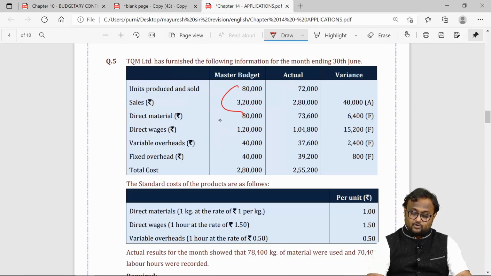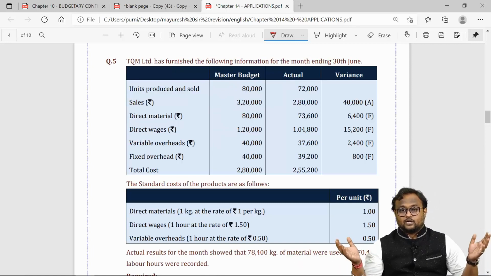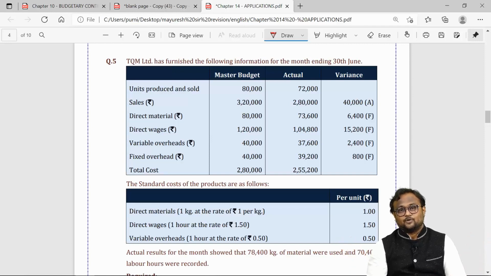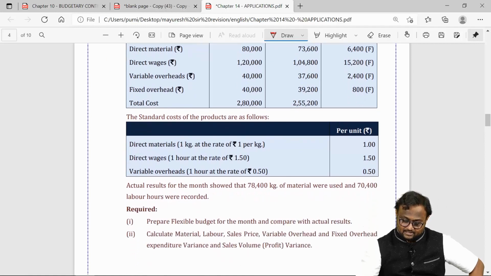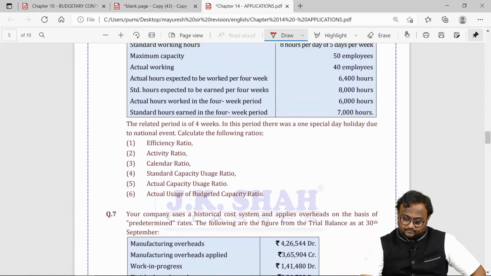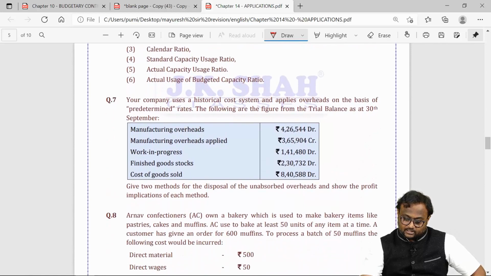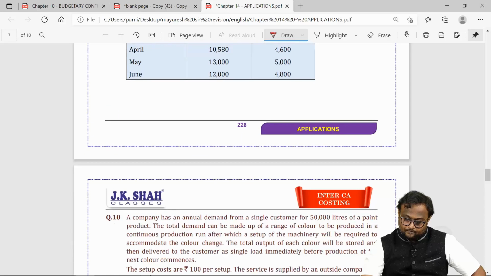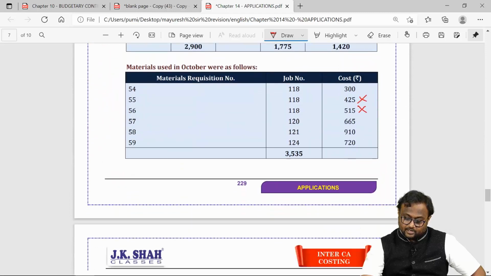I told you, guys, for variable cost you are supposed to focus on CPU, and for fixed cost you are supposed to focus on total. Am I right? The next part was standard, which I'll discuss later. Ratios also I'll discuss later in standard. So there was nothing left related to budgetary control.